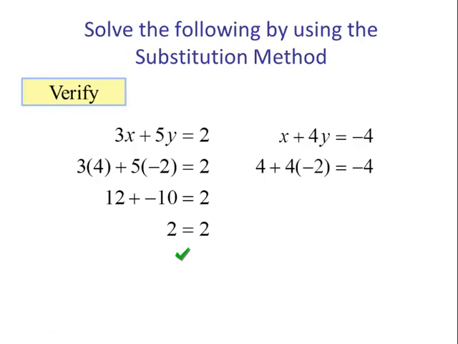For the second equation, we have 4 plus 4 times negative 2. That should equal negative 4. 4 plus negative 8. That should be equal to a negative 4. And when we add these two, we see the left-hand side equals the right-hand side. It checks. So we have verified the solution.